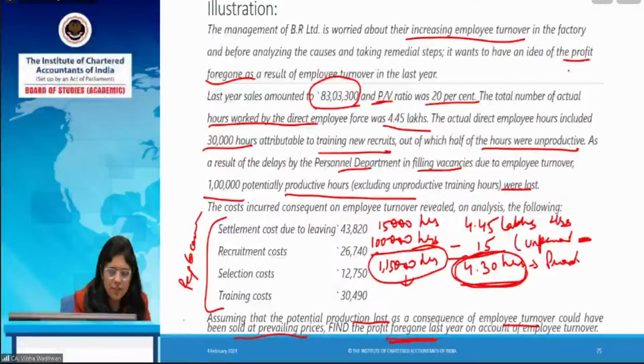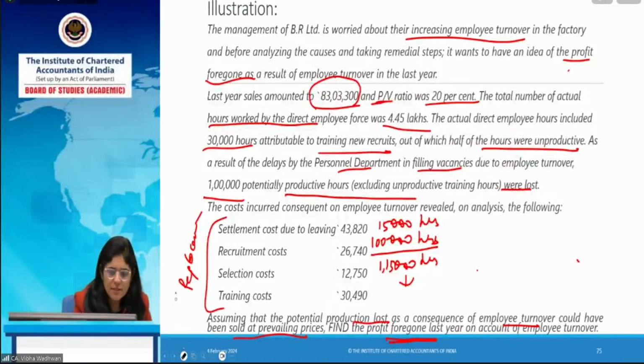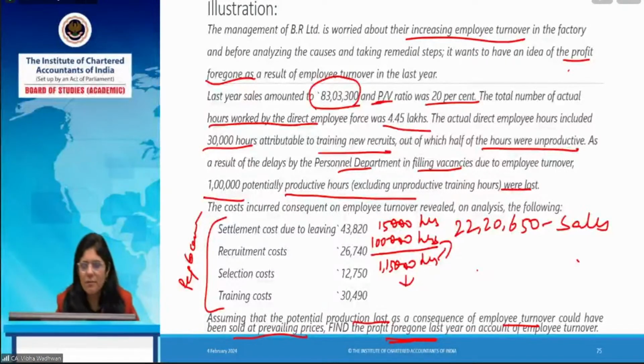Now I think I should clear this part of the story. I hope you have understood this. So the sales we have lost is 22 lakh. If I calculate on my laptop, I can calculate. This is the sales we have lost. We could have done the sales on the basis of 1,15,000 hours. Yes, on the basis of 1,15,000 hours, we have lost the sales of 22,20,650. So how much is the contribution we have lost?